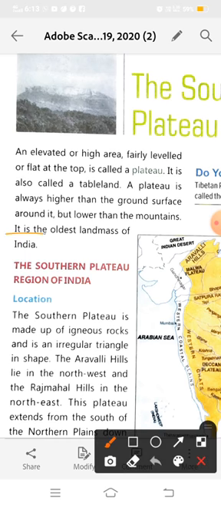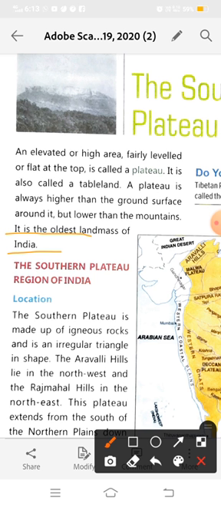Now, it is the oldest landmass of India. The Southern Plateau is also known as the oldest landmass of India. Why is the Southern Plateau known as the oldest landmass of India? Does anyone know about it? Okay, I am going to tell you about this. This is not given in your textbook, why it is known as the oldest landmass of India, but I will tell you, and it will also come in your 9th standard. This topic will come in your 9th standard.